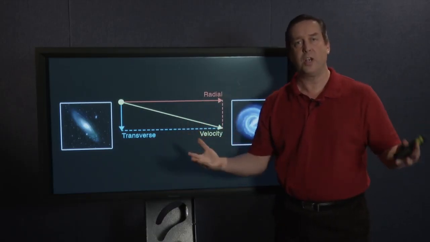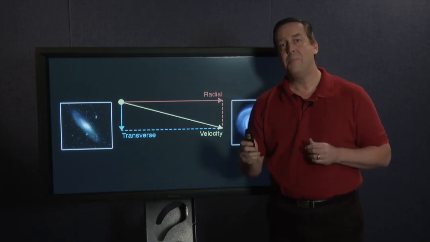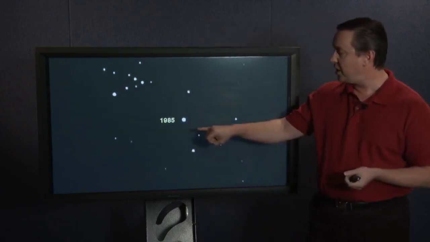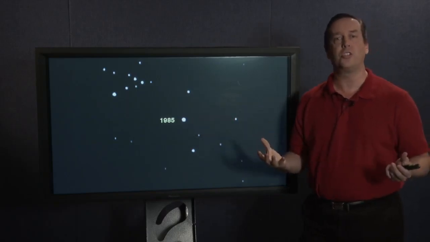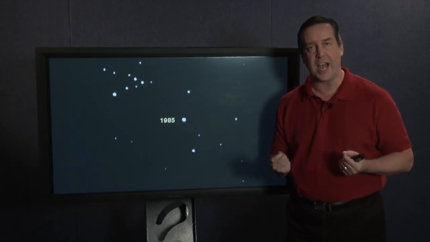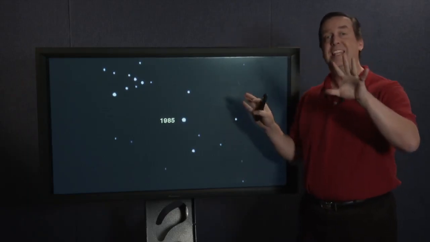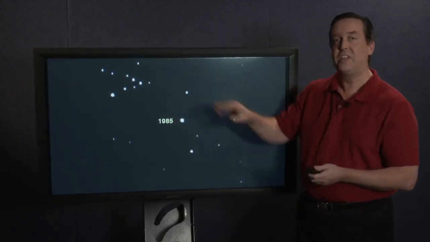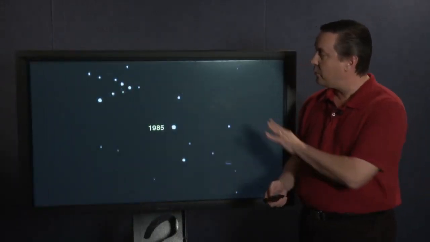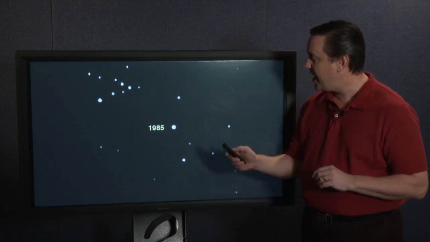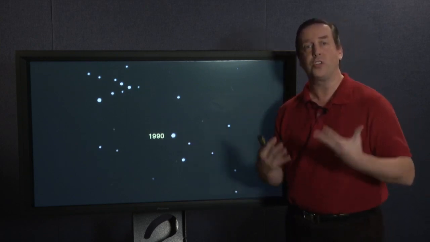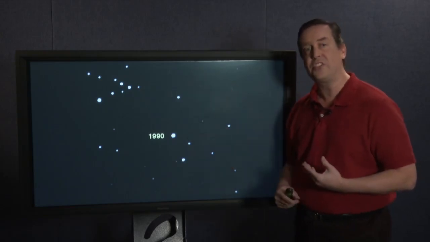So how do we measure this transverse motion? Well, measuring transverse motion for stars can be somewhat easy. This is a very particular star here. It's called Barnard's star. It has what we call the largest proper motion on the sky, which means that we can see its motion relative to the background stars. Barnard's star was in this position in 1985 relative to the background stars, and here's where it was in 1990. It moves over the course of a human lifetime a considerable amount on the sky.